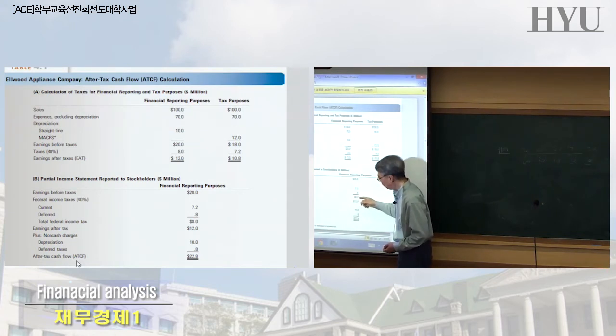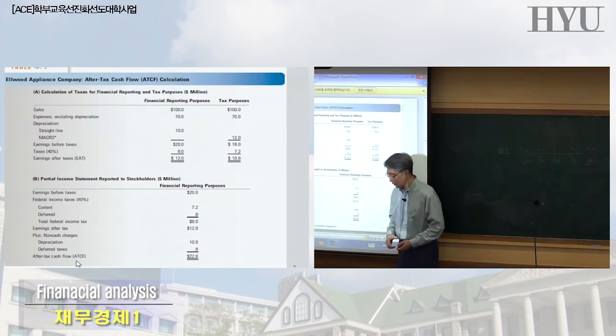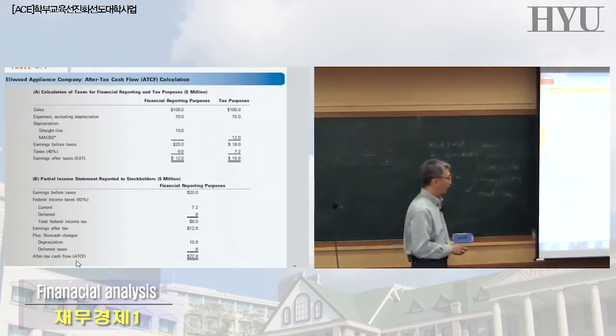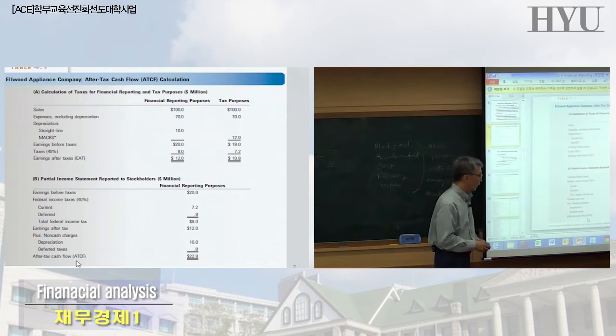And then, here's another item, depreciation. You are adding $10 million depreciation back to EAT. Why?